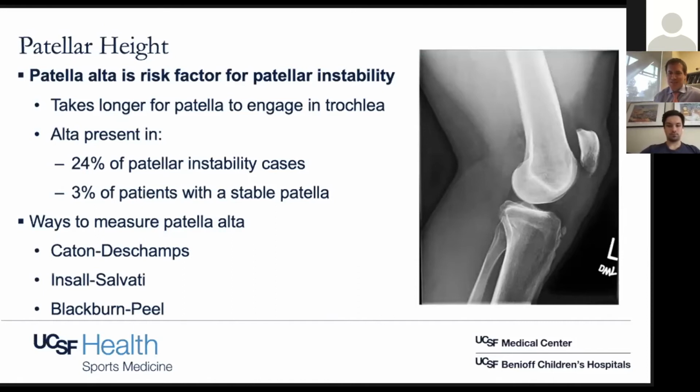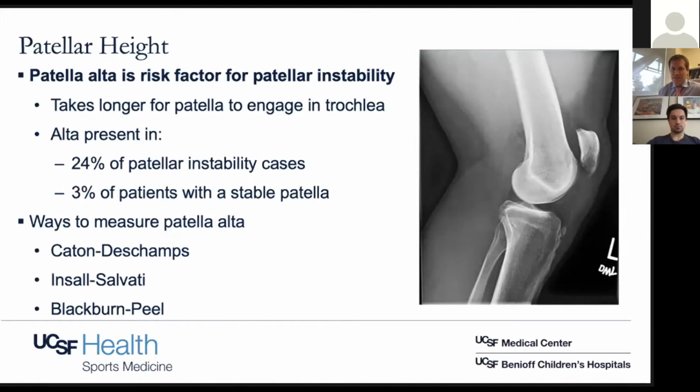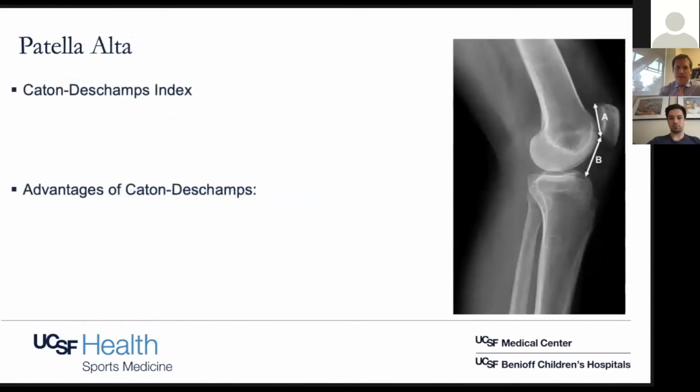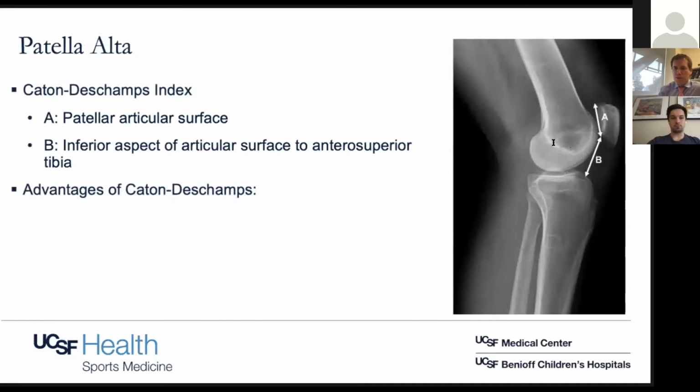I would use maybe the Caton-Deschamps, it seems most reliable. I feel like the patellar length itself can be quite variable, so just looking at the articular surface could be more reliable. Yeah, exactly. And the way that you describe it is exactly right. You're measuring the articular surface, and then from the inferior aspect of the articular surface to the anterior superior tibia, so to the joint line. And this is really telling you where that patella is relative to the tibiofemoral joint.